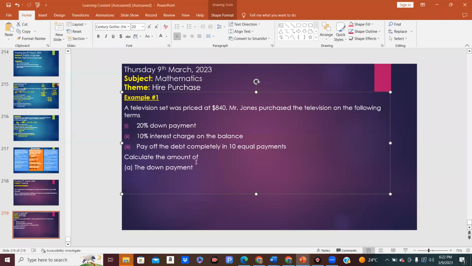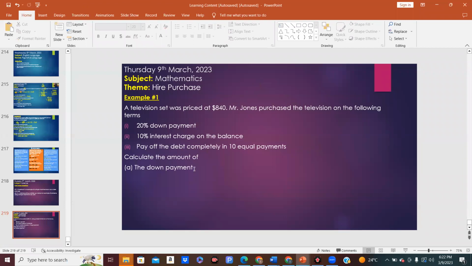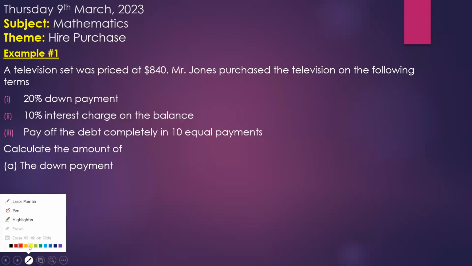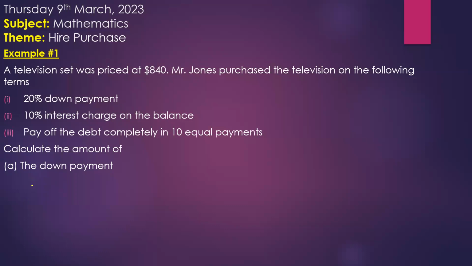Okay. So the first question says, calculate the amount of the down payment. So how are we going to figure out the amount of the down payment? We should be able to do this one with ease. 20% over 100 times 840 over 1. Very good. So the down payment is going to be equal to 20%, which is going to be 20 over 100.